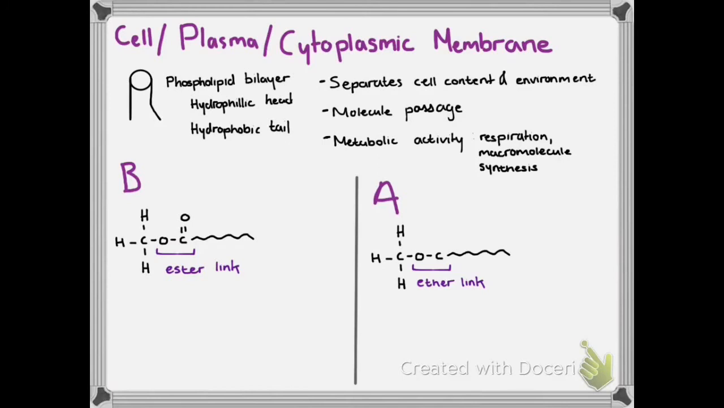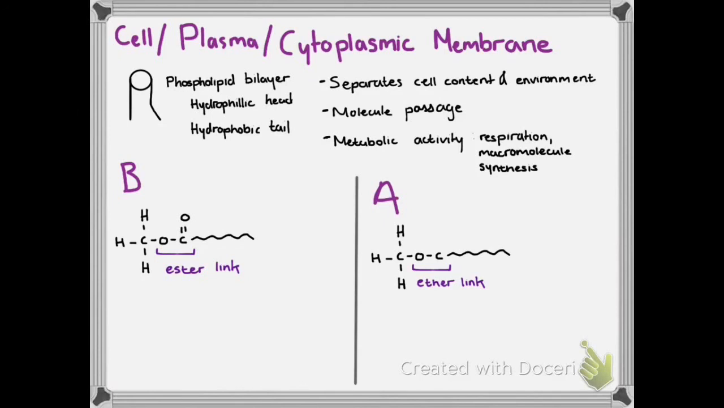And then now we're going to go on to another one of my favourite topics to talk about, which is your cell membrane, also called your plasma membrane or your cytoplasmic membrane. This is a type of phospholipid bilayer, or at least a bilayer made up of phospholipids. This is a type of lipid where it has a hydrophilic head and a hydrophobic tail. Hydrophilic meaning water loving, hydrophobic meaning water hating. It allows the cell contents to be separated from the environment.